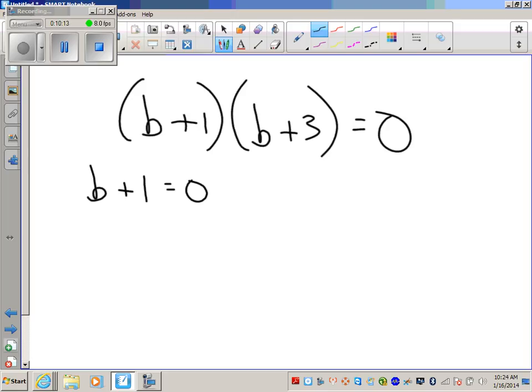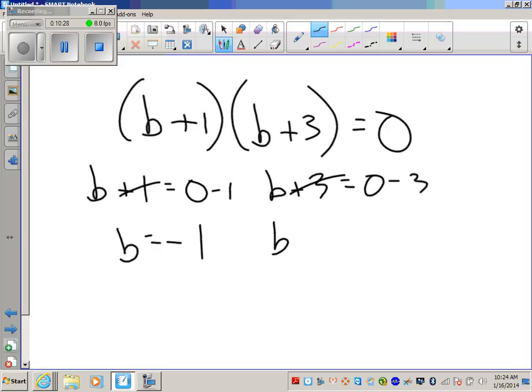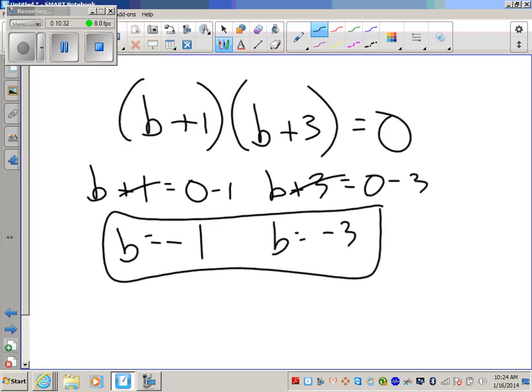So I'm going to take this b plus 1, make it equal 0. I'm going to take the b plus 3 and make it equal 0. So let's subtract 1 from both sides. b could equal -1, or subtract 3, b could equal -3. Either way.